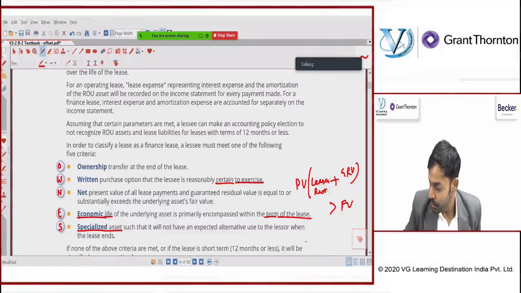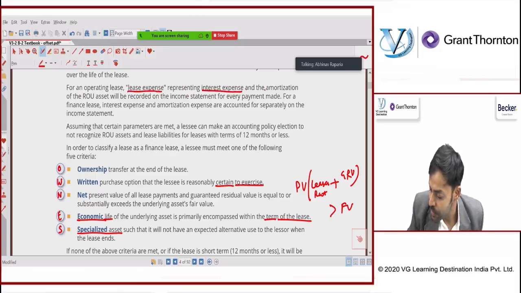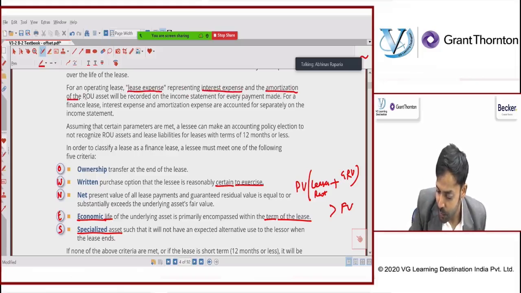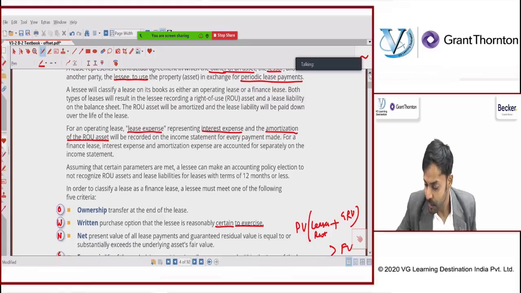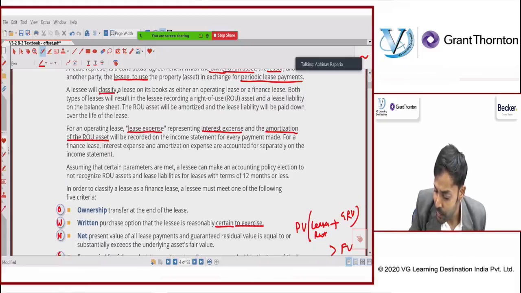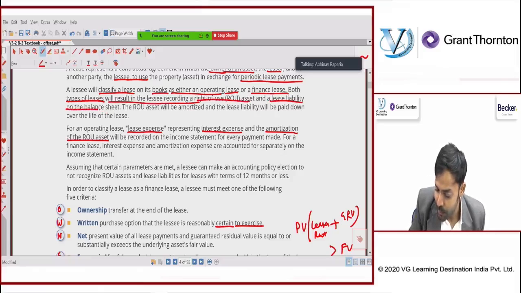Okay, now let's come to this. For the operating lease, the lease expense represents the interest expense and the amortization of the ROU asset. So yes, the lessee will classify the lease on its books as either an operating lease or a finance lease. Both types of lease will result in the lessee recording a right-of-use asset and the lease liability on the balance sheet, right?